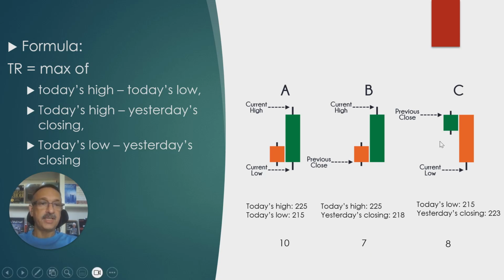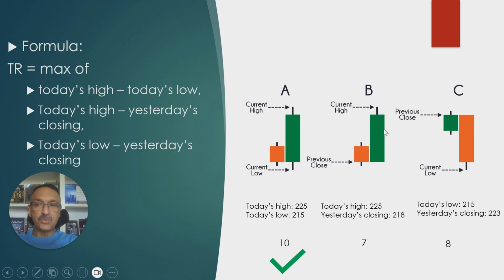The third condition is the current low minus the previous close. Let's assume the current low is 215 and the previous close was 223. So the current low minus the previous close is 223 minus 215, which is 8. And take care about one thing: it is always positive, regardless of what is higher or lower, it is the absolute change in value. So these are the three conditions. Now let's choose the maximum of them. Which one is the maximum? Of course, it is the 10. And that's how the true range is calculated.